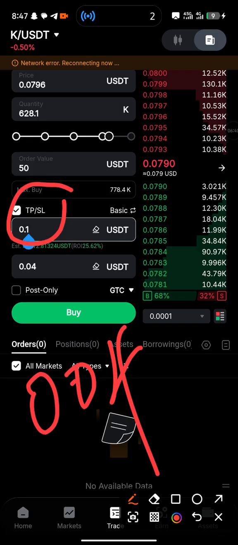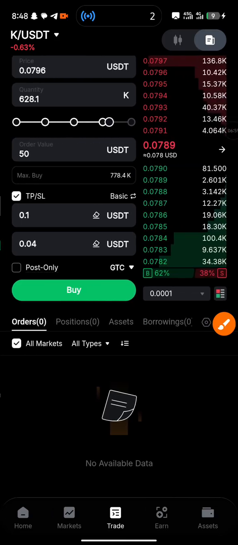So this stop loss will help you to minimize your loss, and this TP, which is the take profit, will help you to cash out your profit without returning to the previous stage. So you just need to come to this place to proceed to buy after setting all of this.